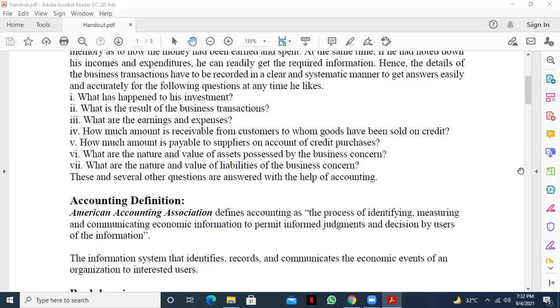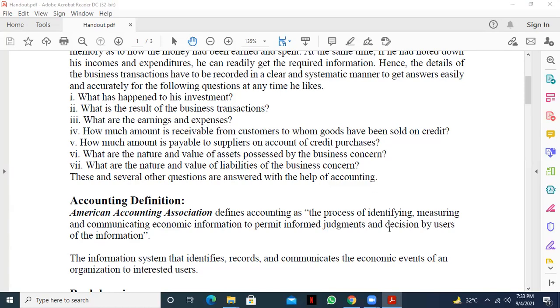Is it clear? Identification. Is it clear? The process of identification. Yes, sir.